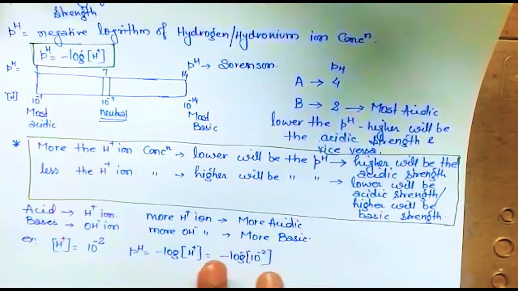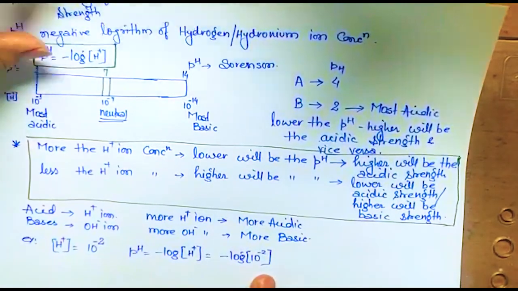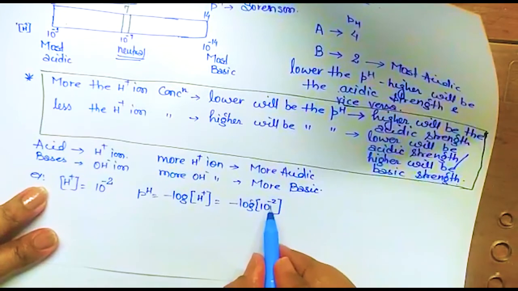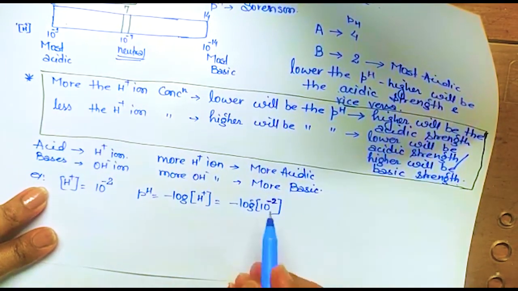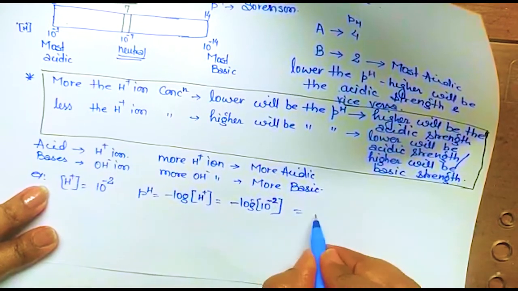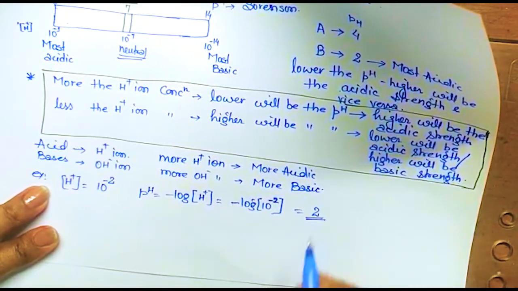You don't have to worry about how it will happen or how to do it. Whatever the power is there, take this power and this sign, multiply them and write it. So minus 2 into minus is plus 2. So the pH is 2.